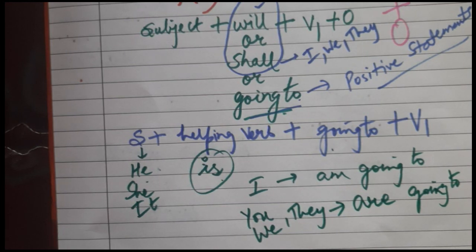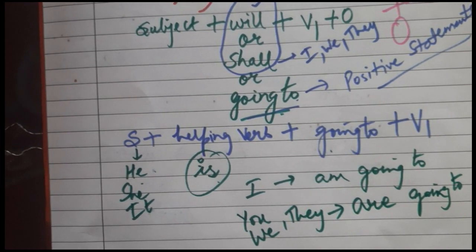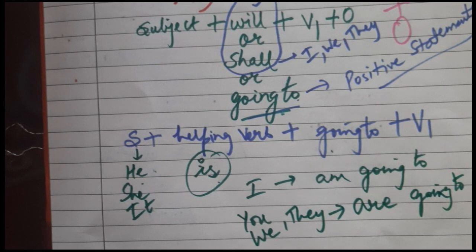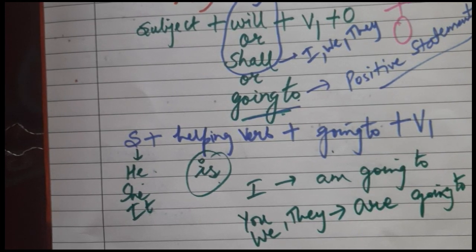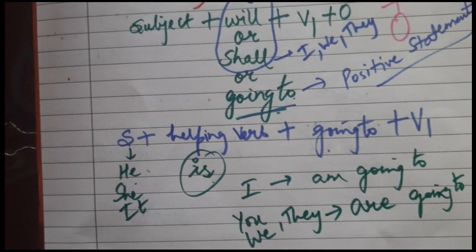Now the point comes: why do we use this going to form? What is the requirement? Dear children, going to can be used for making any kind of positive, negative or questioning statements. Today we are discussing only positive statements. Now going to is used in such situations when we know exactly what will happen depending upon the information we have. Now what do we mean by this? Let us see some examples.